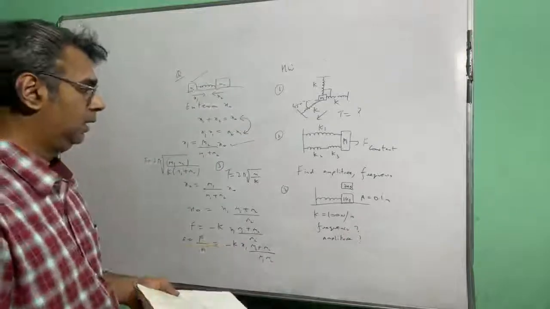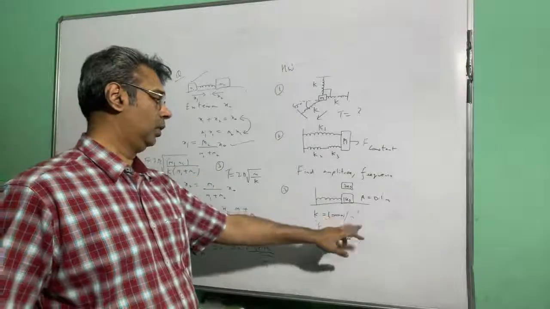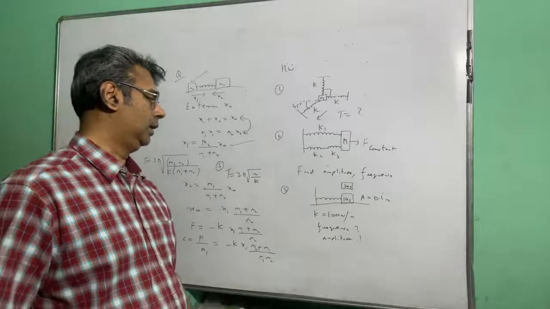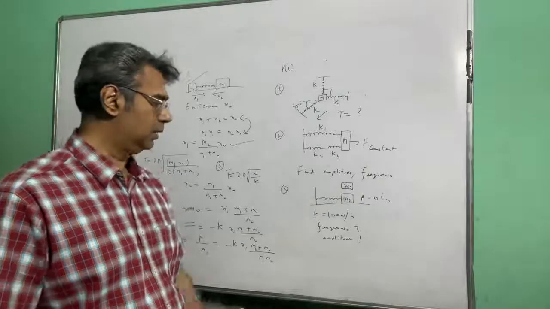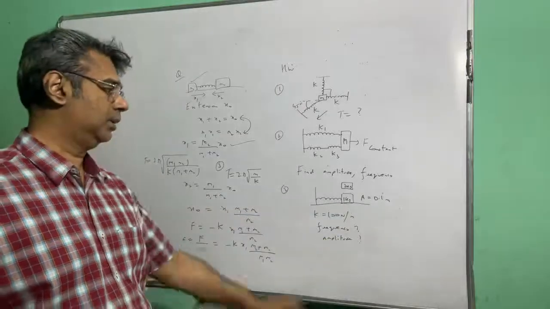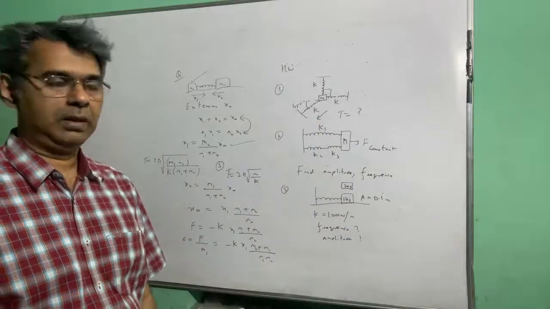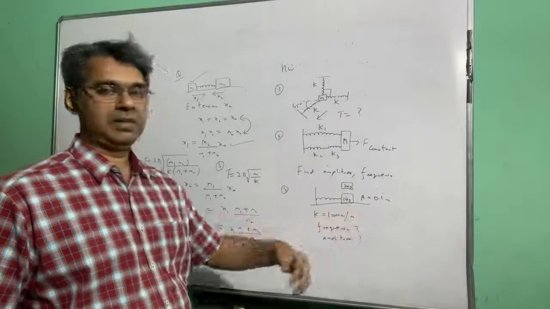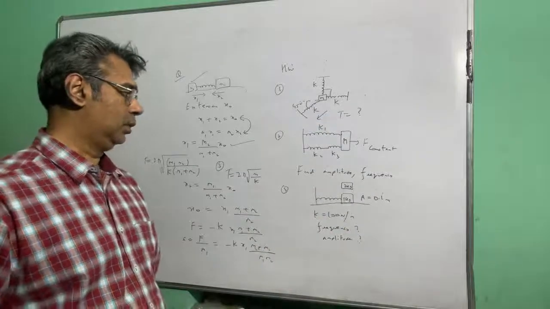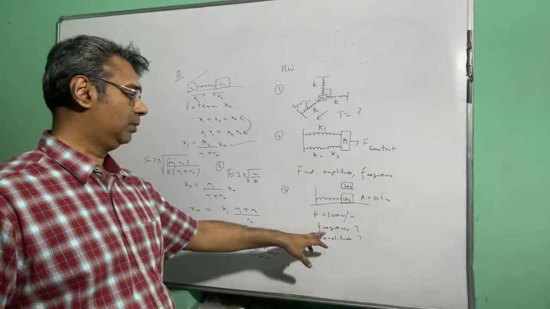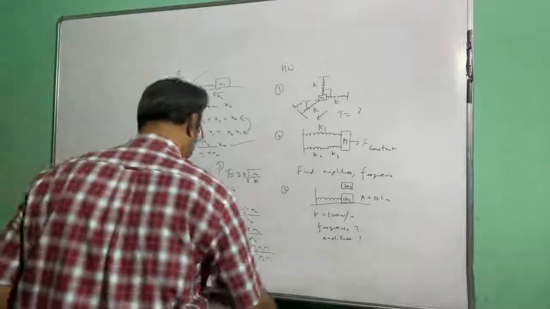Question number 3. There is a spring of spring constant 100 Newton per meter. It is attached to a block of mass 1 kg and it is oscillating with amplitude 0.1 meter. Now, when this block is passing through the mean position, at that time another block of mass 3 kg is gently placed on top of it. The question is, after the 3 kg block is gently placed on top of it, what will be the frequency and what will be the amplitude? So this is question number 3.